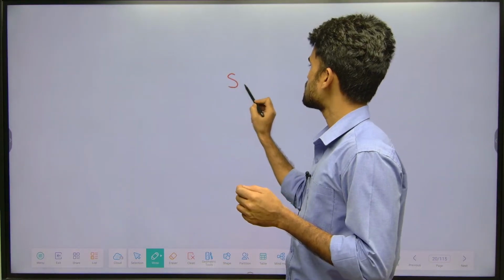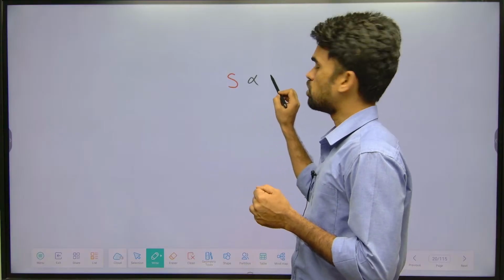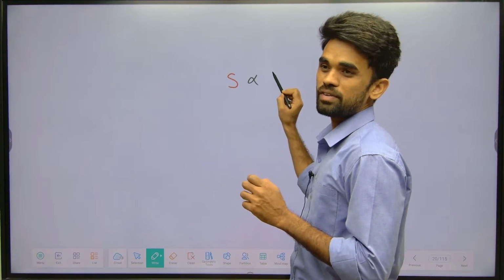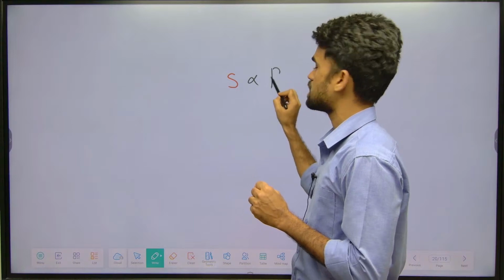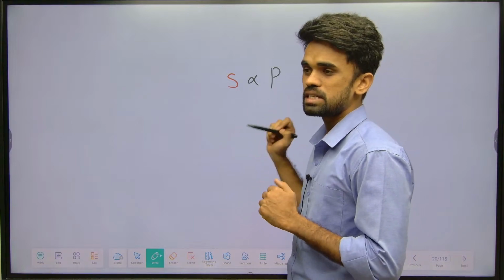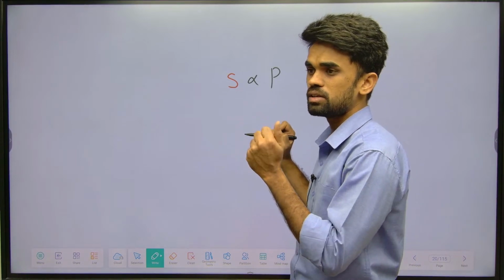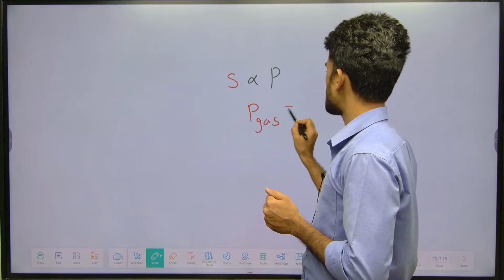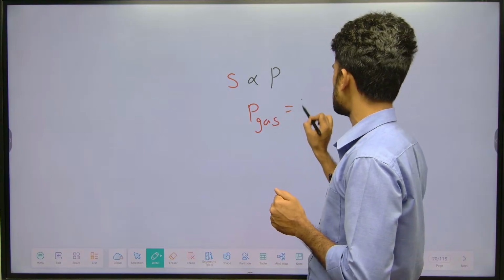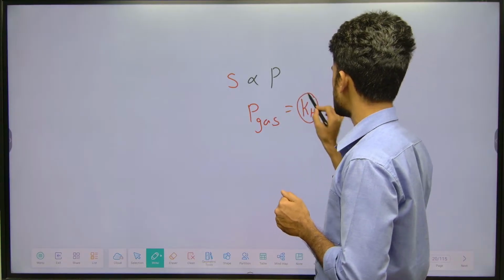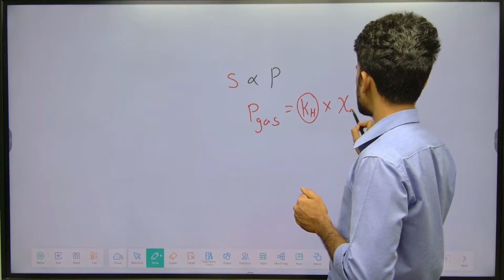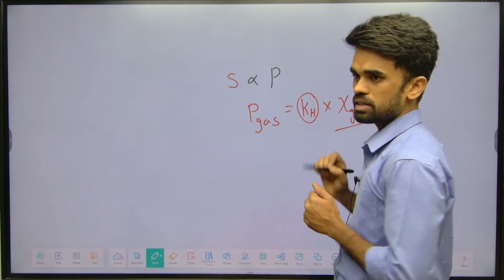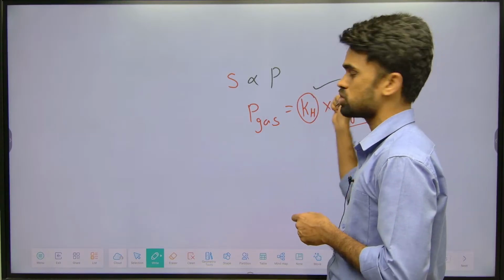Solubility of a gas is directly proportional to the partial pressure of that gas. From this we have derived one equation: P of that gas, the partial pressure of that gas, equals KH, Henry's constant, times the mole fraction of that gas. This is what we discussed and we have solved some questions on this.